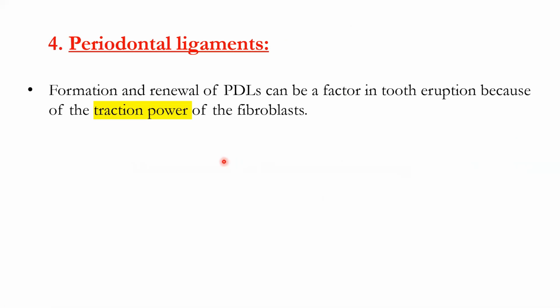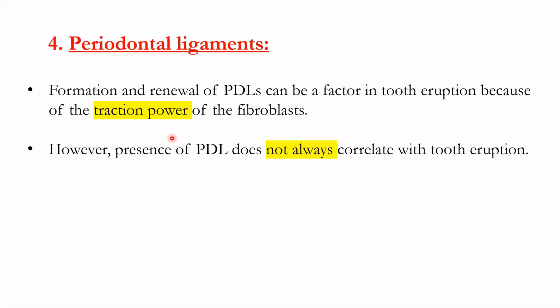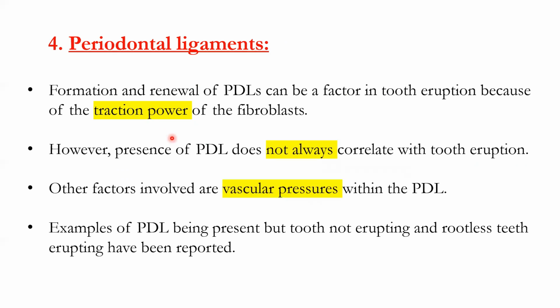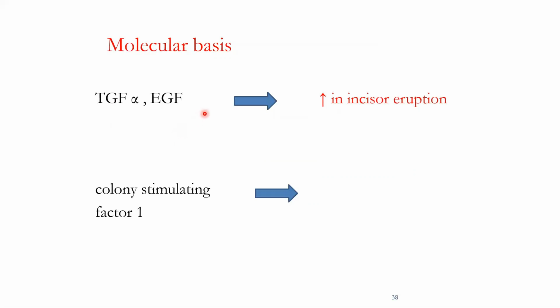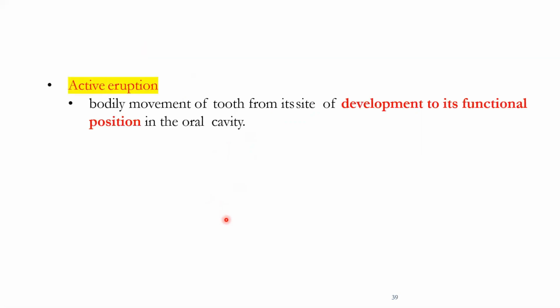the most important role. The periodontal ligament, again, I already described to you. It's because of the traction power of the myofibroblasts which are present, but presence of PDL does not always correlate with tooth eruption, because a lot of impacted teeth do have periodontal ligament, but they don't really erupt into the oral cavity. Transforming growth factor alpha and epidermal growth factor are supposed to increase in incisor during the incisor eruption, and during the molar eruption, it's the colony stimulating factor 1 which increases.